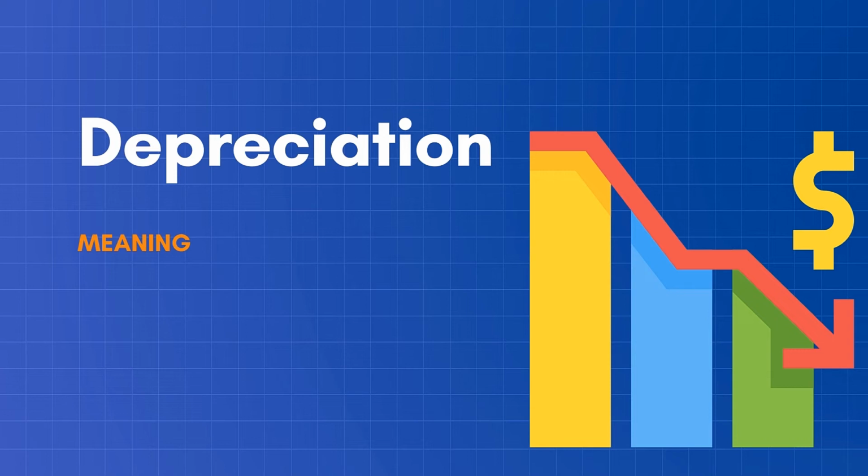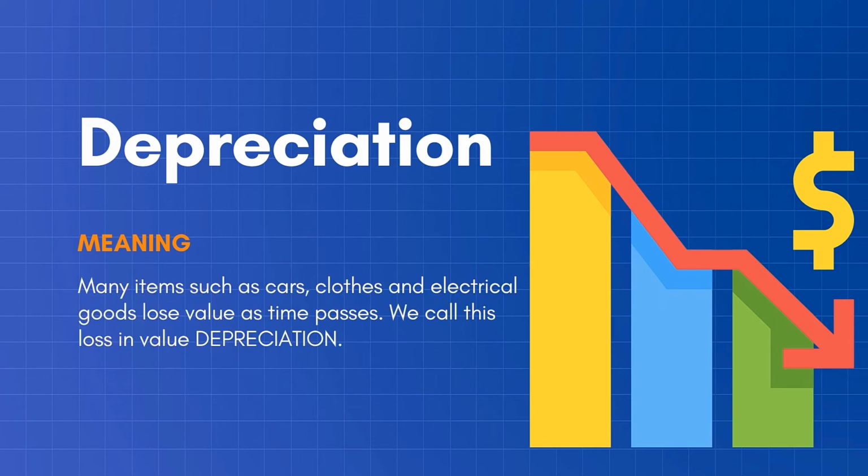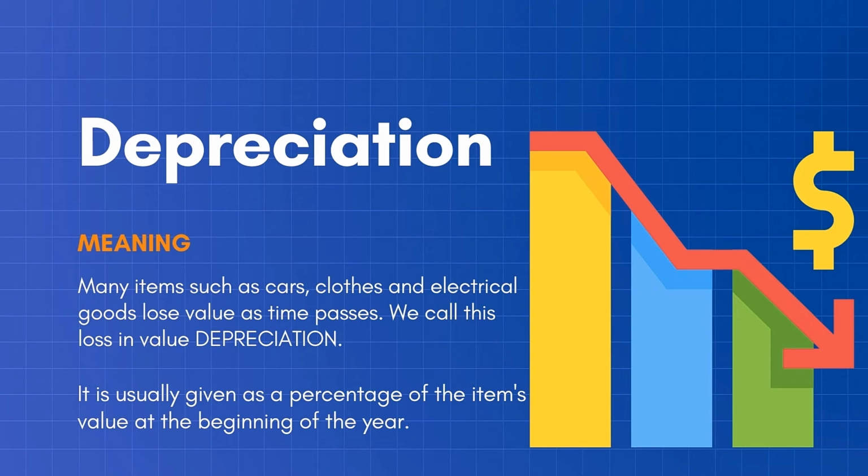Depreciation. What is depreciation? Many items such as cars, clothes, and electrical goods lose value as time passes. We call this loss in value depreciation. It is usually given as a percentage of the item's value at the beginning of the year.